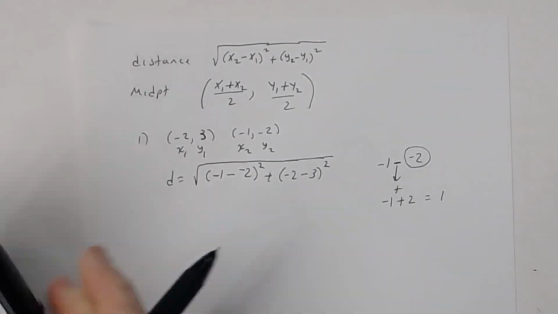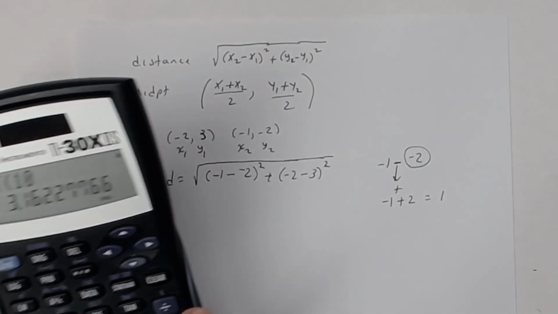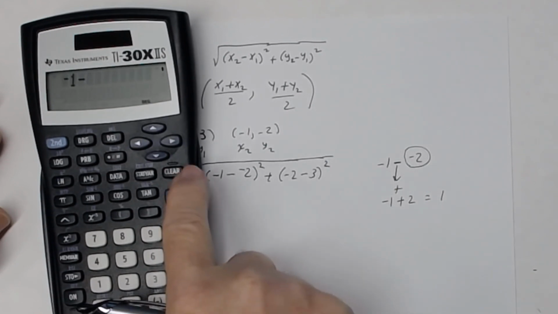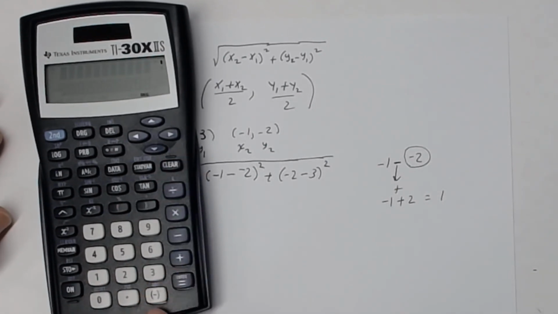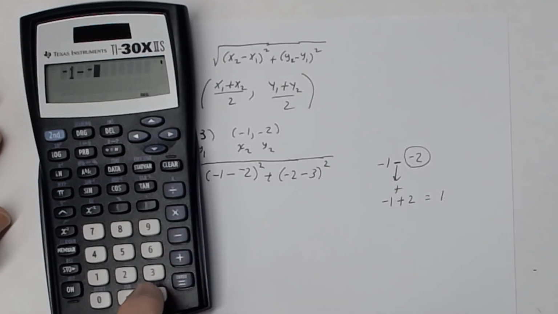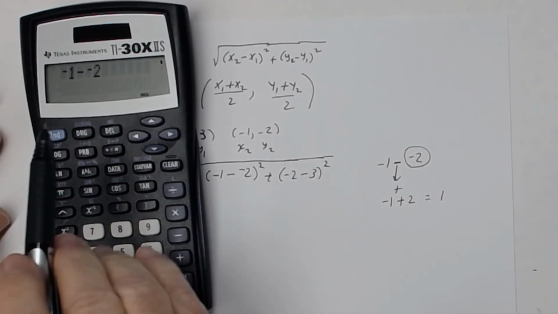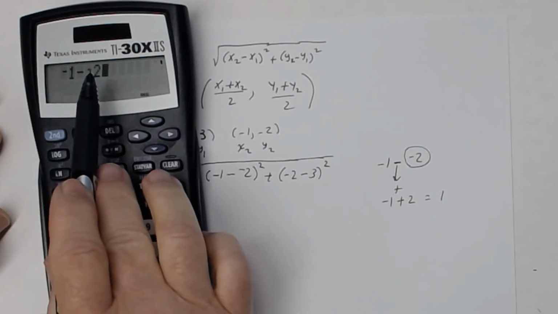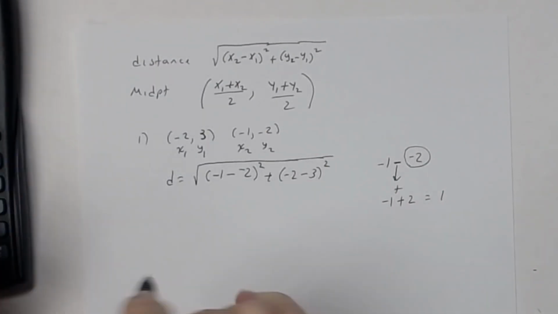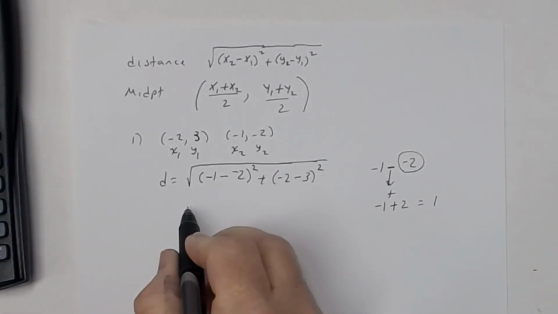Now, if you did not remember that, then just use your calculator. So you're going to say -1, so here's your negative button right here, -1, and then your subtraction button is right here. There's your subtraction button. Subtract, and then -2. See how that looks? So -1, subtract, and then the -2, and that's going to equal a +1. All right, so this expression here becomes a +1.